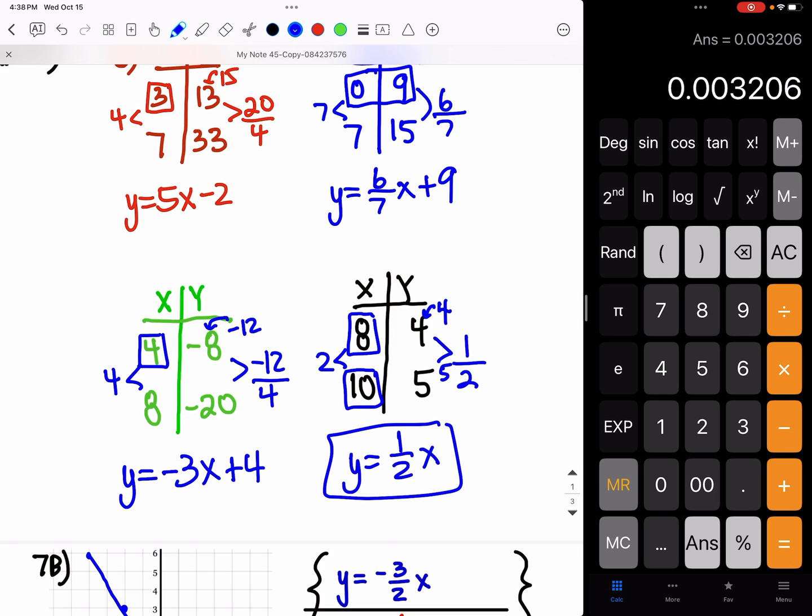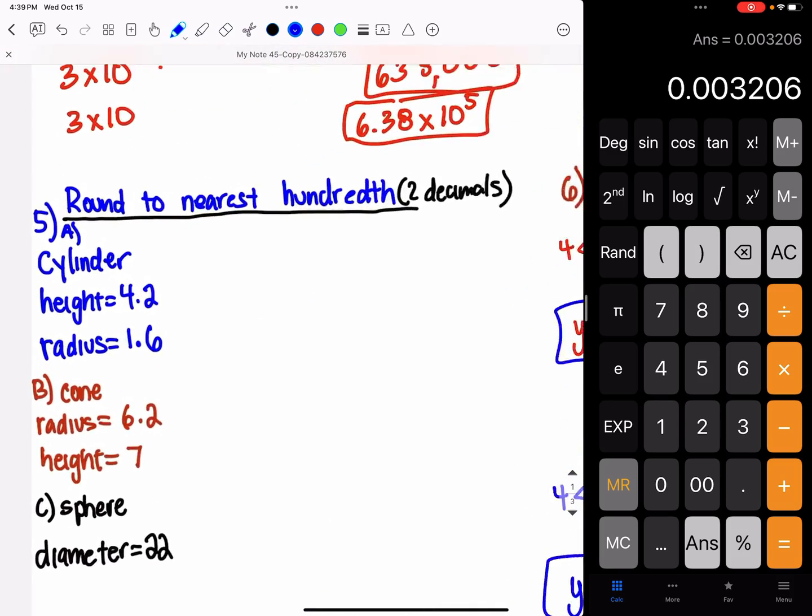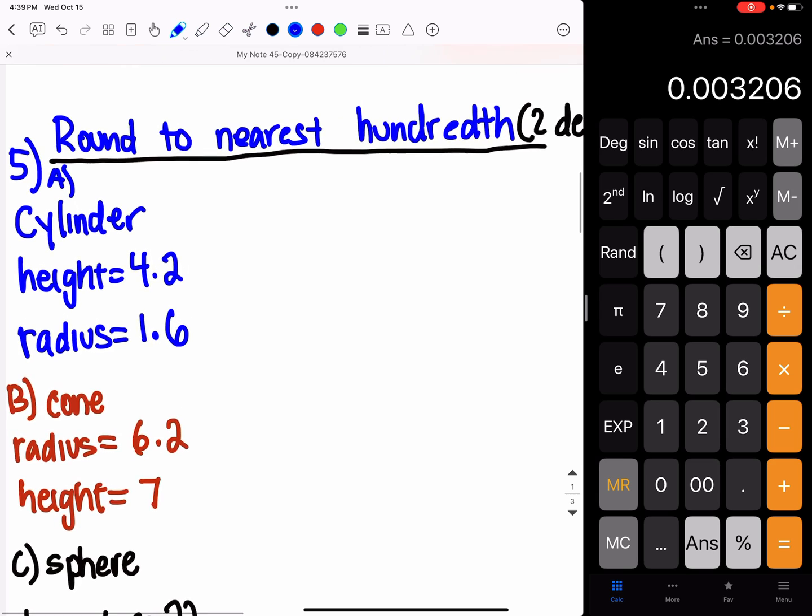So y equals 1/2 x, y equals negative 3x plus 4, y equals 6 sevenths x plus 9, and y equals 5x minus 2. All right, this one is why I have my calculator out.